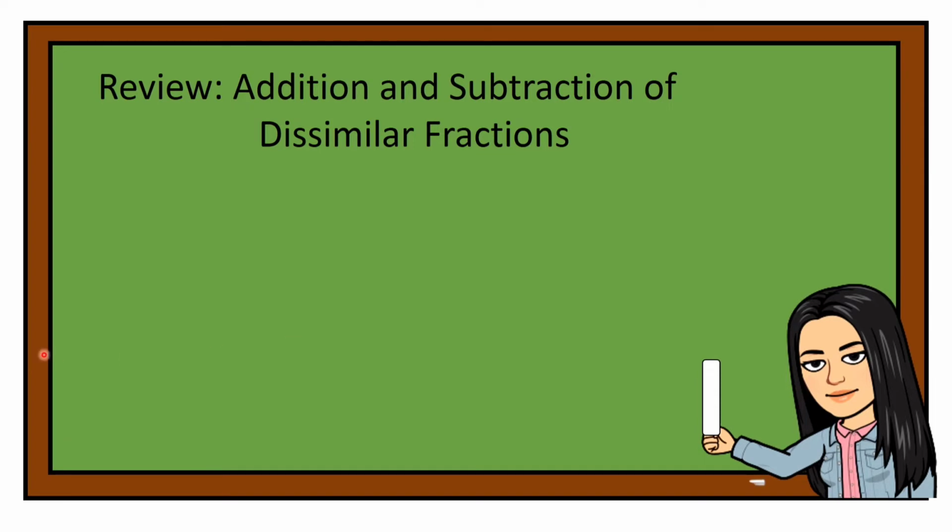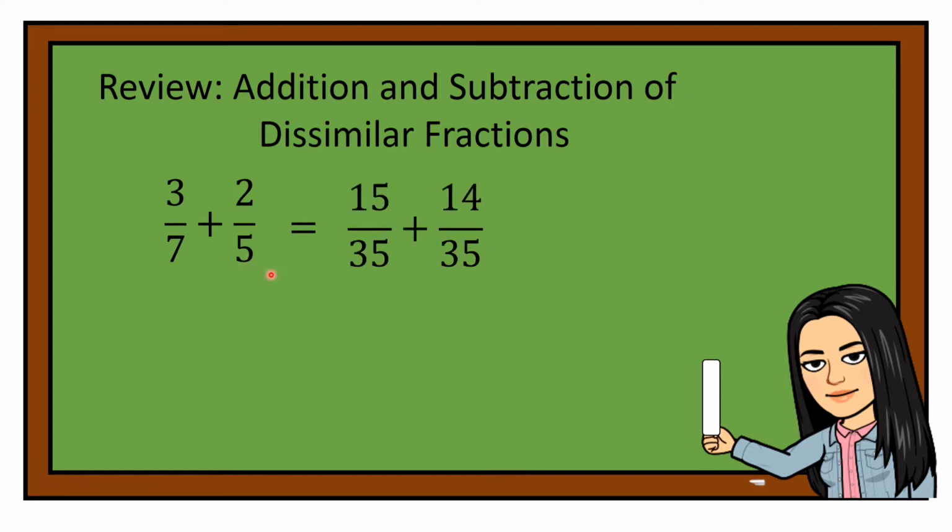Let us review first addition and subtraction of dissimilar fractions. 3 over 7 plus 2 over 5. First, we have to get the least common denominator. In order to get the least common denominator, we have to get the multiples of 7 and 5, and then get the common multiple. So we have here 35. So 35 is our LCD, or least common denominator.